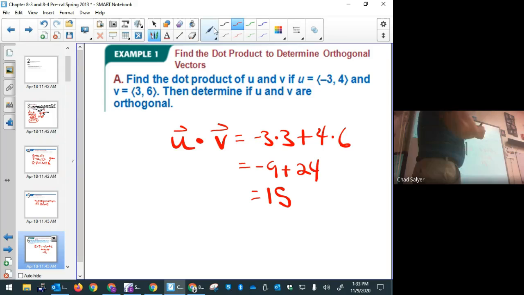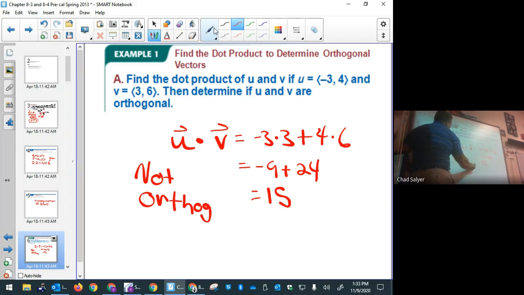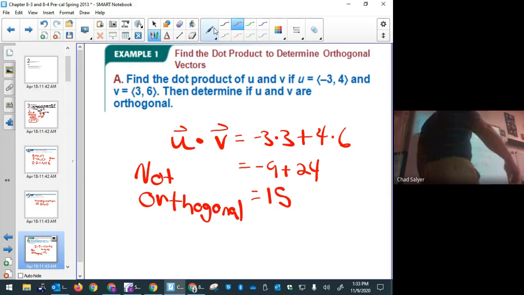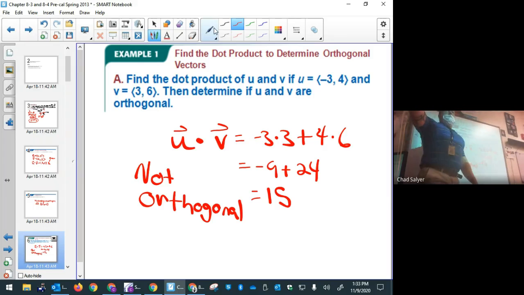Okay, so Grayson, are these vectors orthogonal? Correct, they are not, because the dot product has to be 0. It's not 0, so they are not orthogonal. They would not meet at a right angle, in other words. Questions about this? All right.